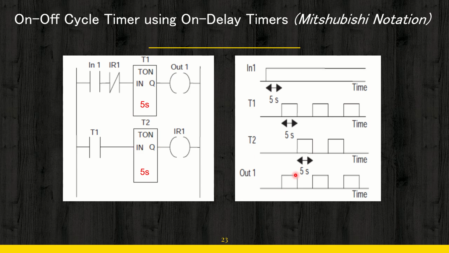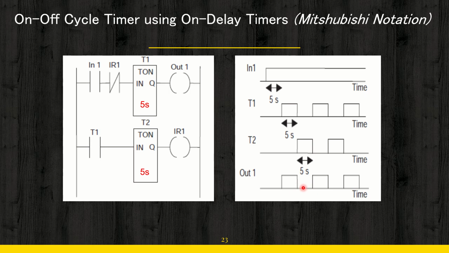So this will be on for 5 seconds. After these 5 seconds, IR1 will be activated. When IR1 is activated, the NC contact associated with IR1 will become NO. So when this becomes NO, this particular timer will get no more signal, so the output will be off. So here you can see the output is off.